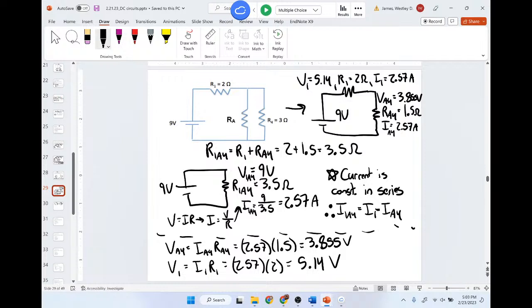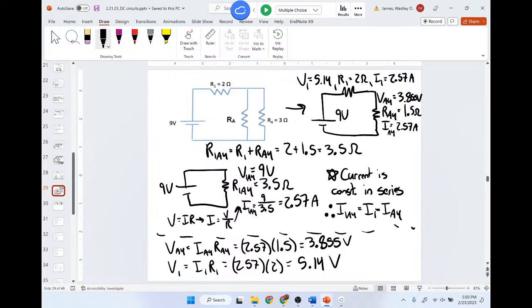So let's go back to our picture here. We just got everything for both of these. RA4, we are splitting back up into RA and R4. What stays constant in parallel? I'll give you all a few seconds to think about it. In series, it was current. Process of elimination, yeah, it's voltage.